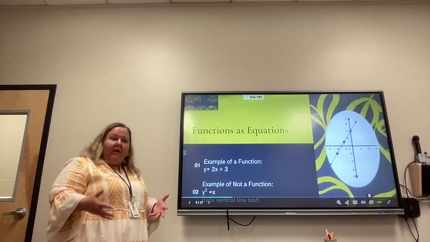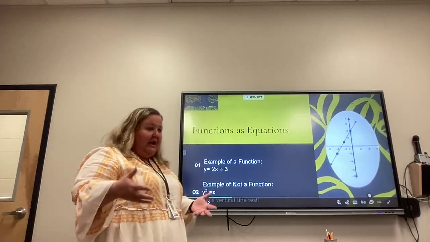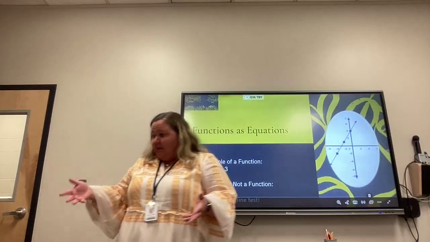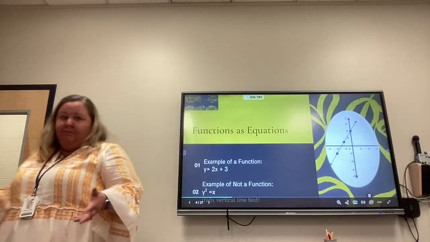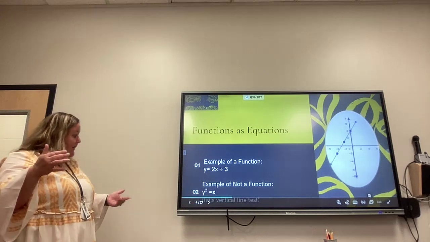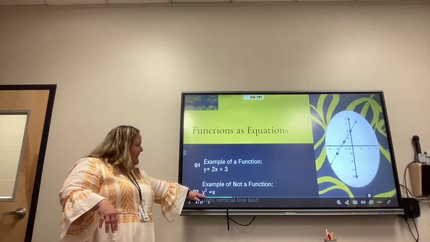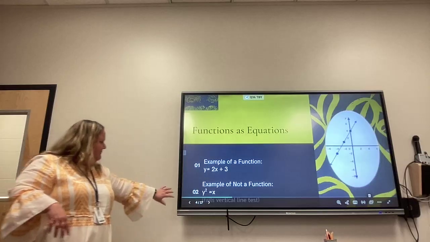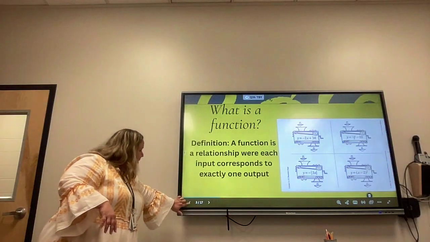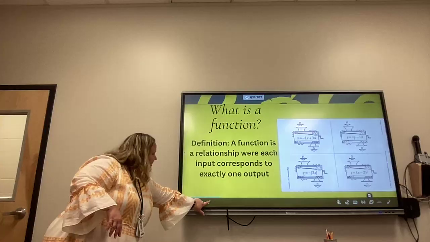We know always that if we have a linear equation, it is going to be in the form y equals mx plus b, and it's going to create a straight line. Now, the second one is y squared equals x. Let me go forward to that one.